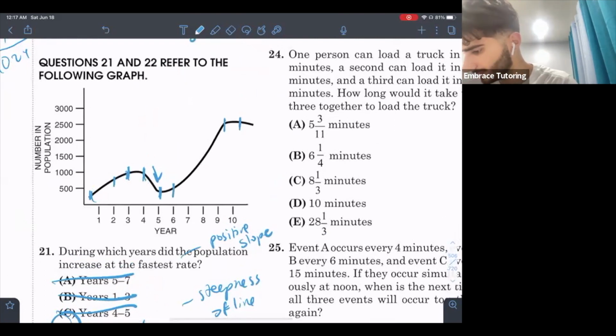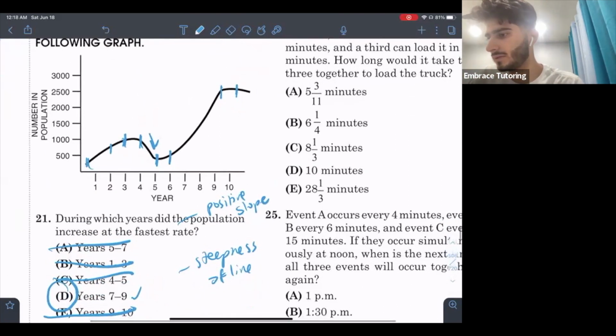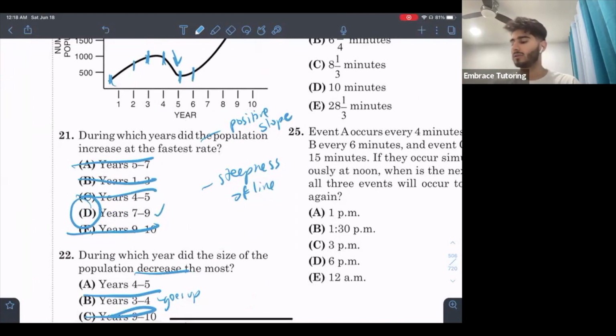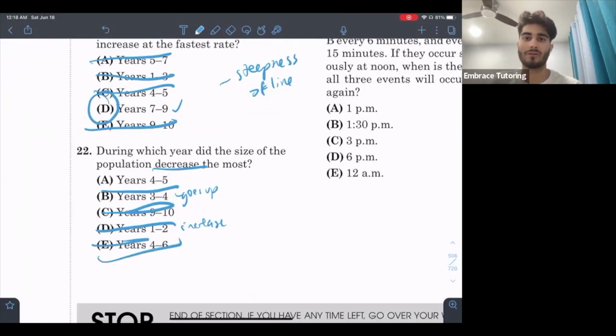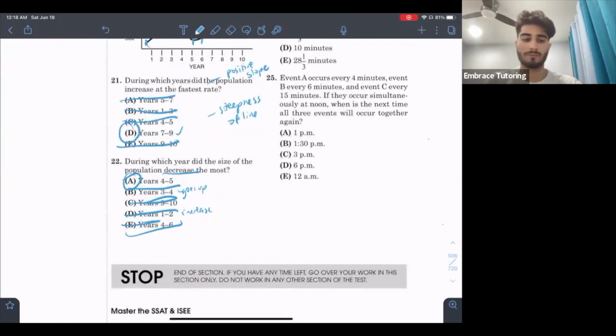4 to 6 is a big one. But 4 to 5 is your lower point, and then 5 to 6 it goes higher. So 4 to 5 it goes lower, and then 5 to 6 it goes a little bit up, meaning that 4 to 6 has a lower decrease than 4 to 5. So choice E is out, eliminated. Choice A is our correct answer for 22.